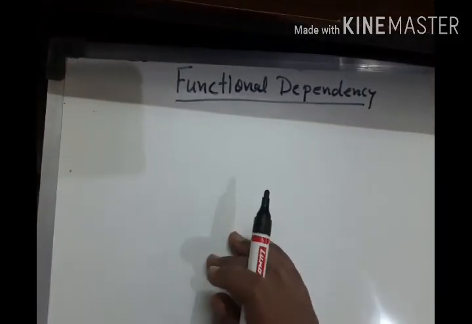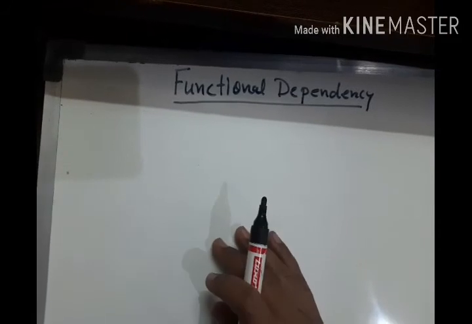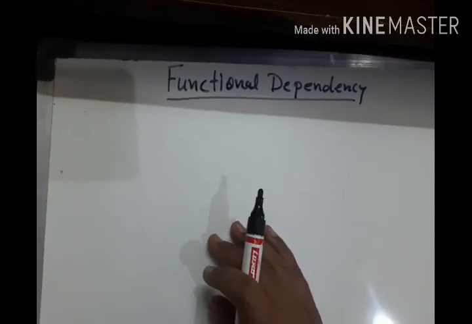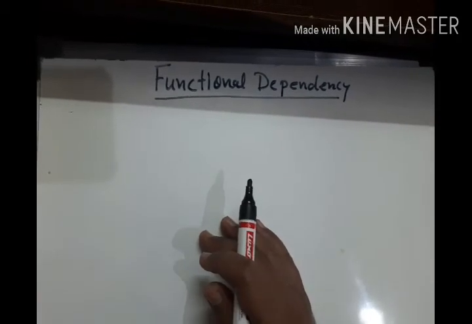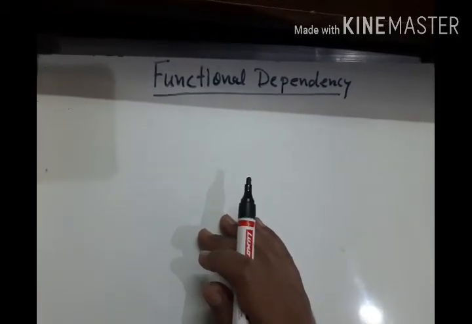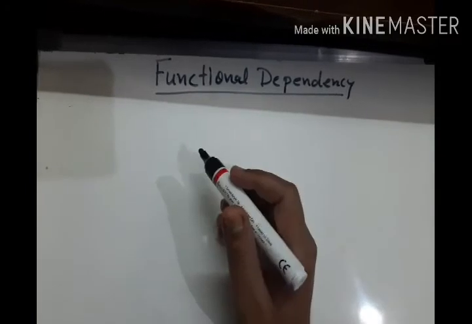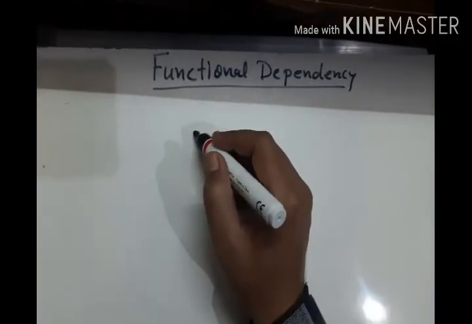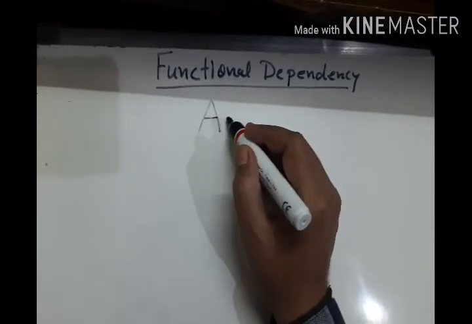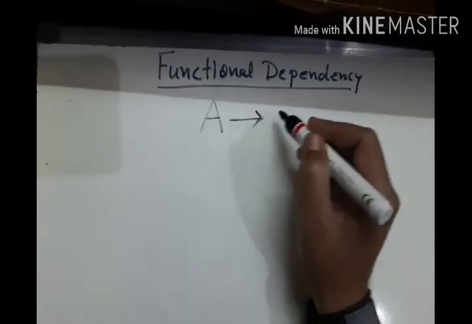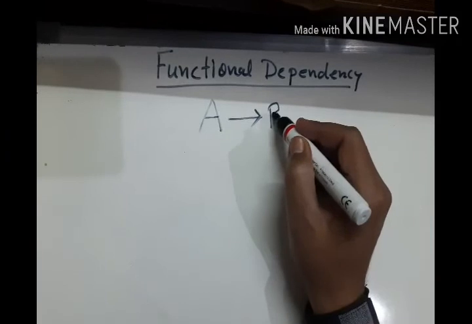Now we are starting functional dependency. As I told in the previous lecture, what are the types of functional dependency. Now it's time to understand completely what functional dependency is and how we can use it. The simplest representation is: A can determine B.